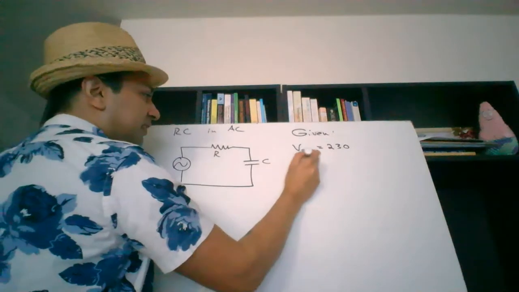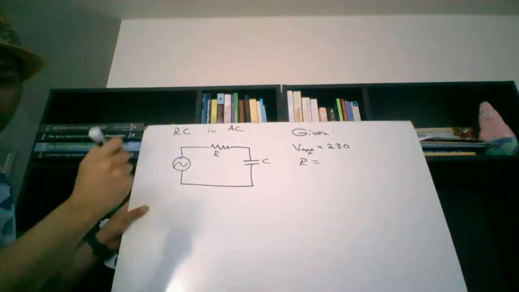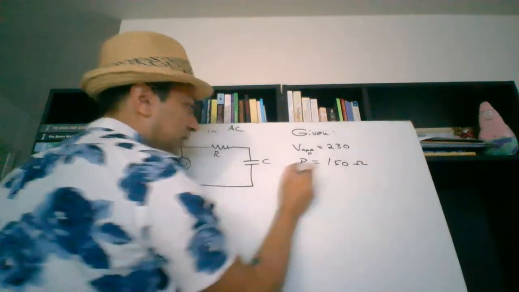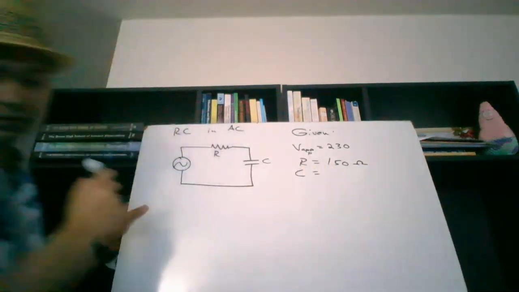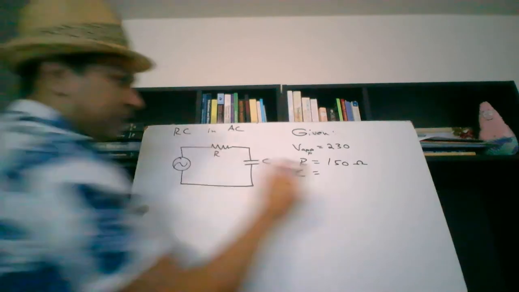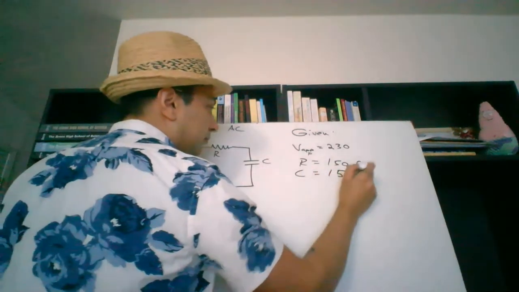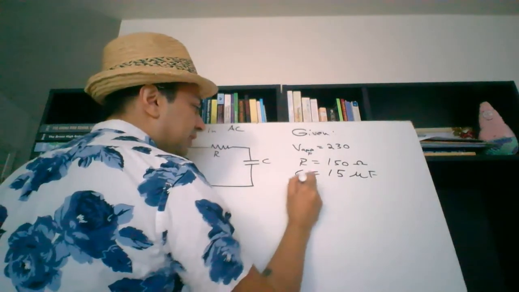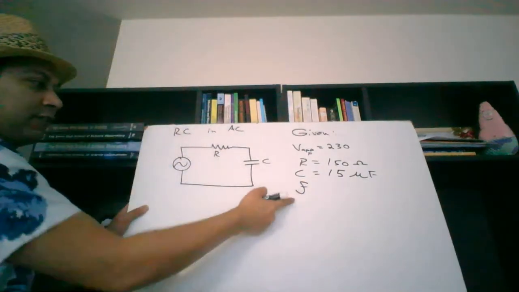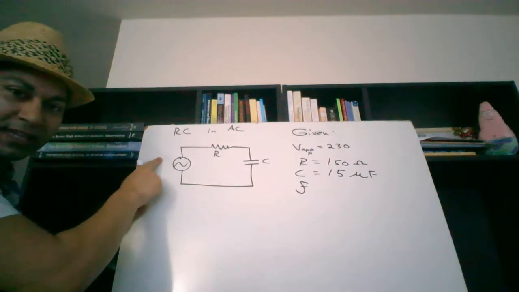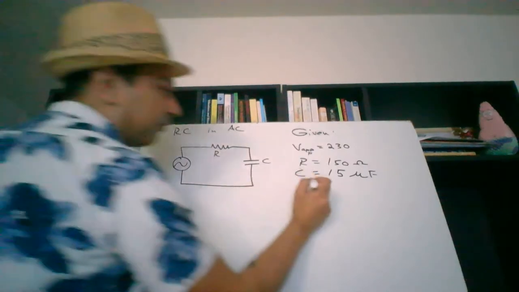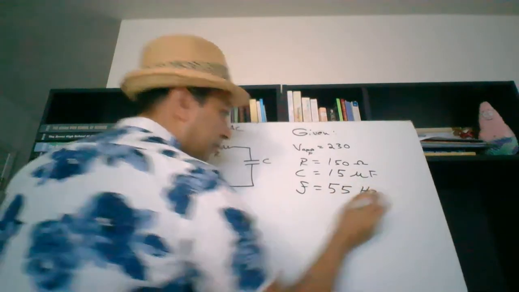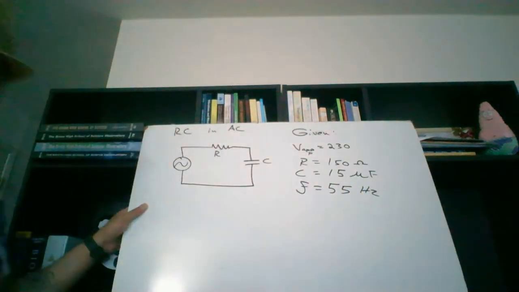The resistance is going to equal 150 ohms. The capacitance is going to equal 15 microfarads. And finally, the frequency, that's going to be important. The frequency at which this AC circuit oscillates is given by 55 hertz. So go ahead, write that down.